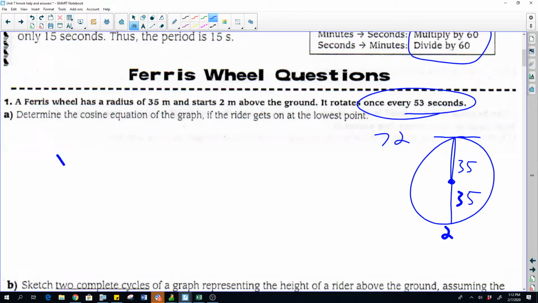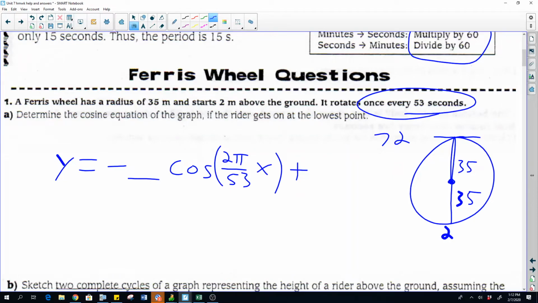Cool. So it is going to be y equals negative something, whatever the amplitude is. And then we have cosine. And then again, our period is 2 pi over b, or actually 2 pi over our period. So 2 pi over 53x. And then plus our midline. So let's take a look at that again and see if we can get it right. And so basically, the midline is going to be right there. So if we just add 35 plus 2, that's going to give us 37 for our midline. And then our amplitude, of course, you can see is 35 up and 35 down, which is just the radius.